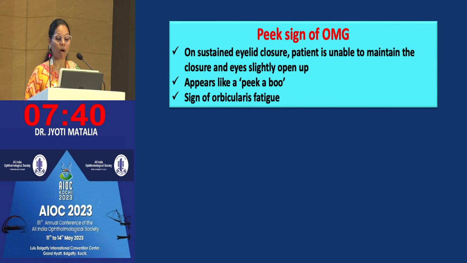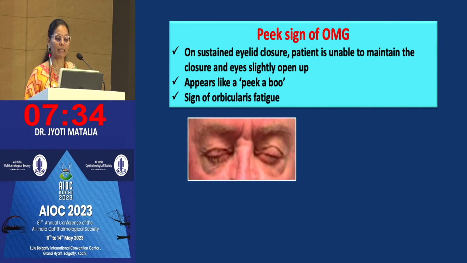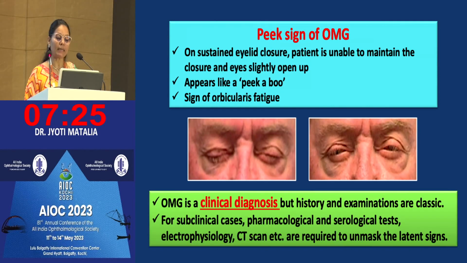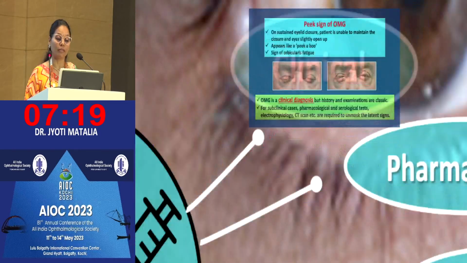Coming back to the orbicularis oculi, this is a peak sign of ocular myasthenia gravis. On sustained eyelid closure, as you can see here, the patient is unable to maintain the closure and slightly opens up, like a peekaboo sign. That is a classical orbicularis fatigue you can see. So remember, it's a clinical diagnosis provided you have a very good history and examination findings are classic. But for subclinical cases, you have to do the other tests.